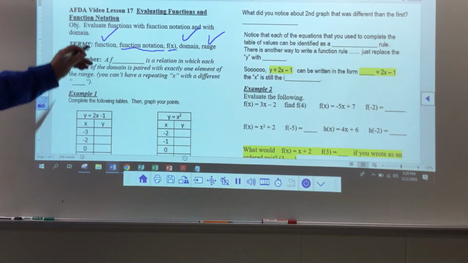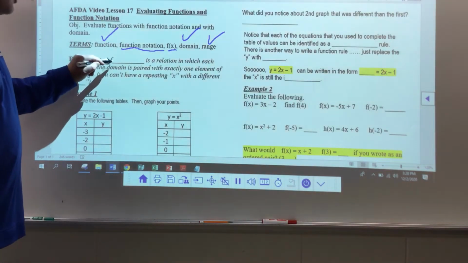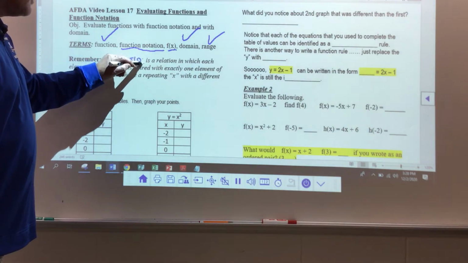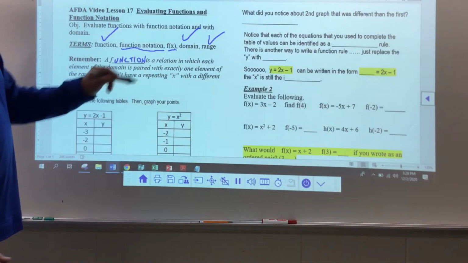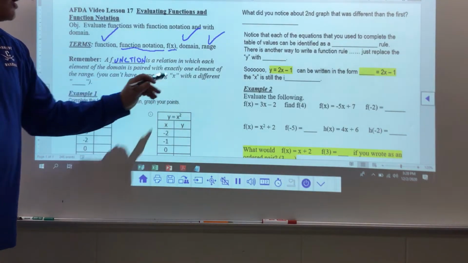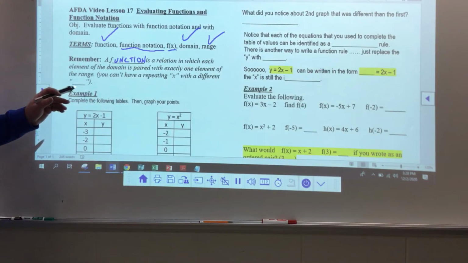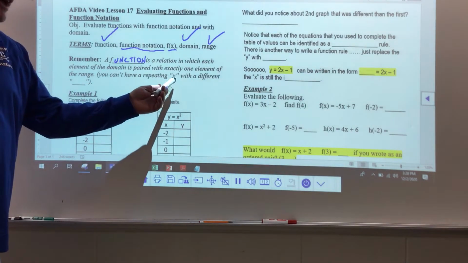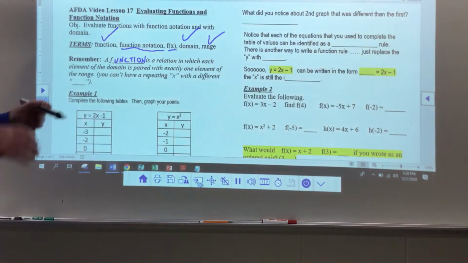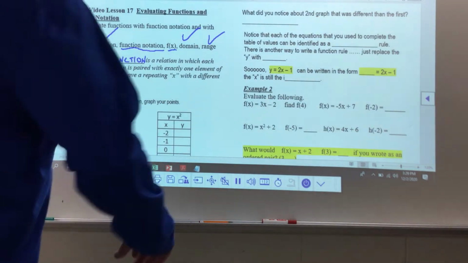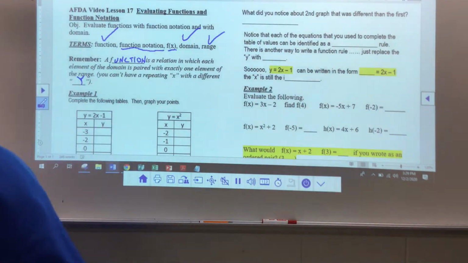So remember what a function is. A function is a relation in which each element of the domain is paired exactly with one element of the range. So what I told you last lesson is that you can't have a repeating x with a different y value. Okay? So let's take a look at more with functions here today.